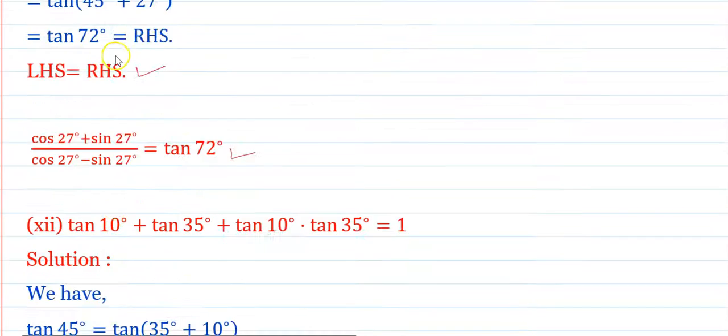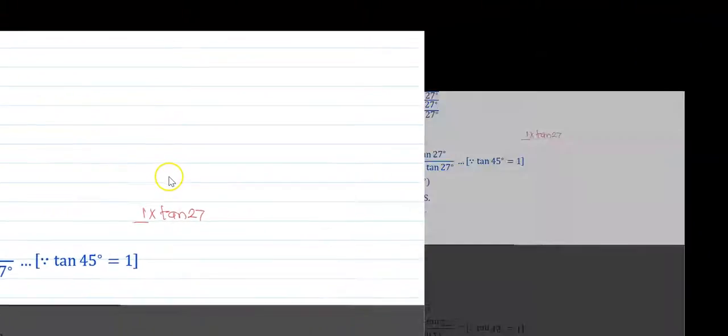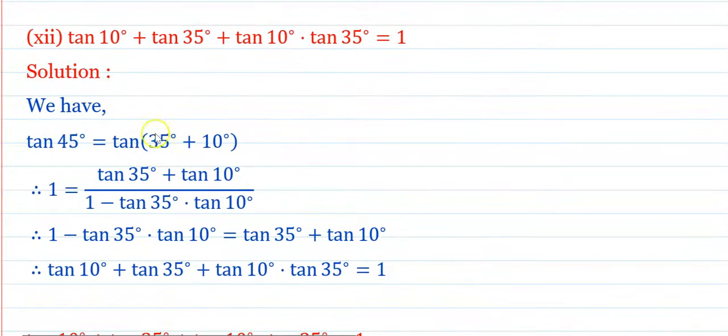Next, again here you can see, divide numerator and denominator by cos of 27 and you will get the result. Now prove tan 10 plus tan of 35 plus tan of 10 into tan of 35 is equal to 1. To prove this, we immediately see that 10 plus 35 is nothing but 45. And therefore tan of 45 is equal to tan of 35 plus 10.